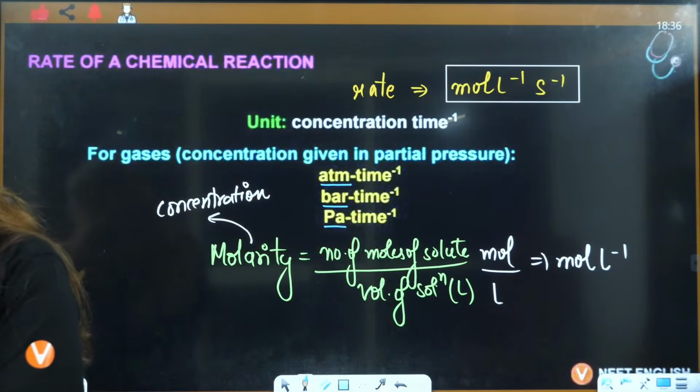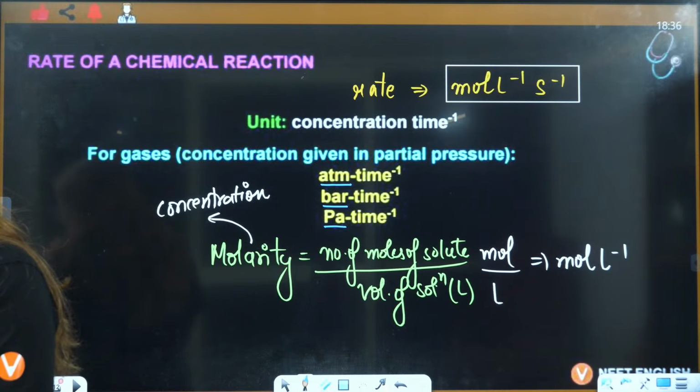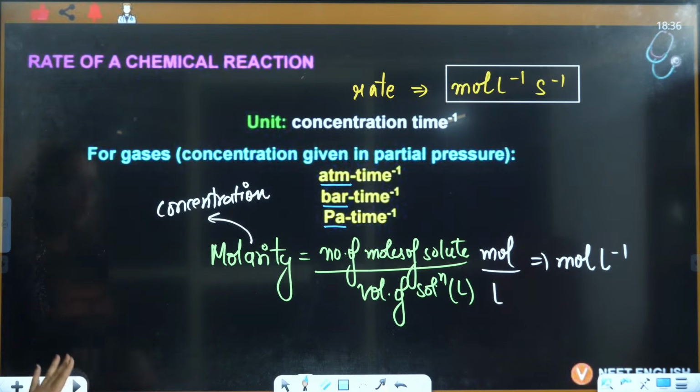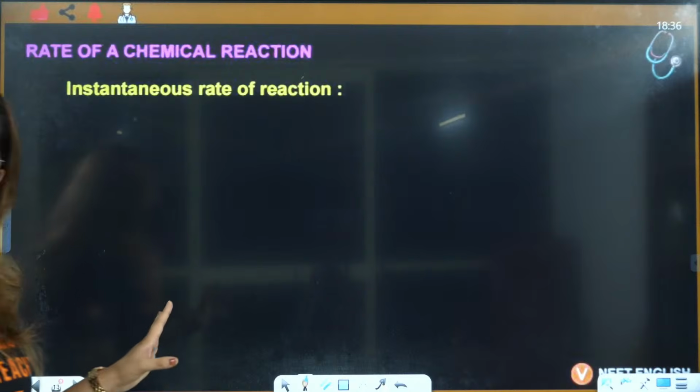That is clear. Number of moles of solute dissolved per liter of solution. Very good, Adina. Paki, very good. Yes, very good. So that is clear, right?